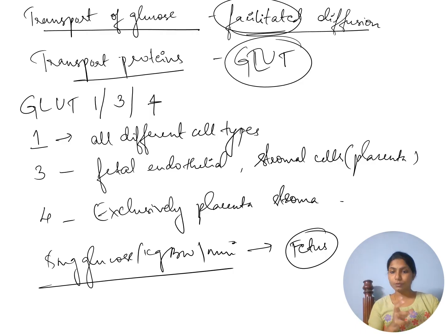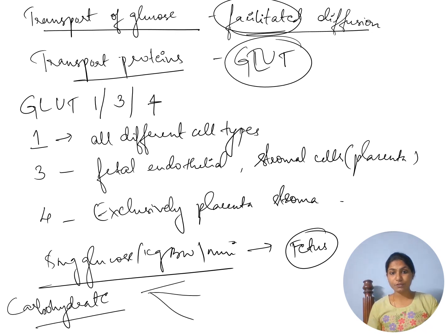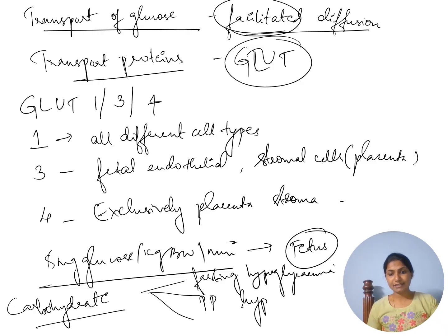So glucose is necessary, but other nutrient transfer is also necessary. And that is when we have to discuss the carbohydrate metabolism during pregnancy. The carbohydrate metabolism will have 3 pillars. One is fasting hypoglycemia, postprandial hyperglycemia, and insulin resistance. So why are these important?